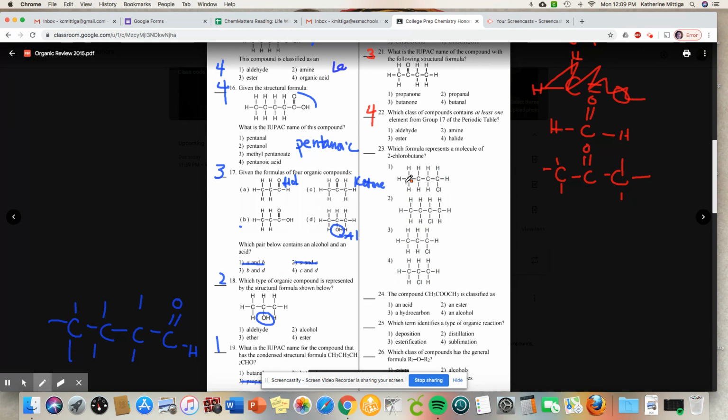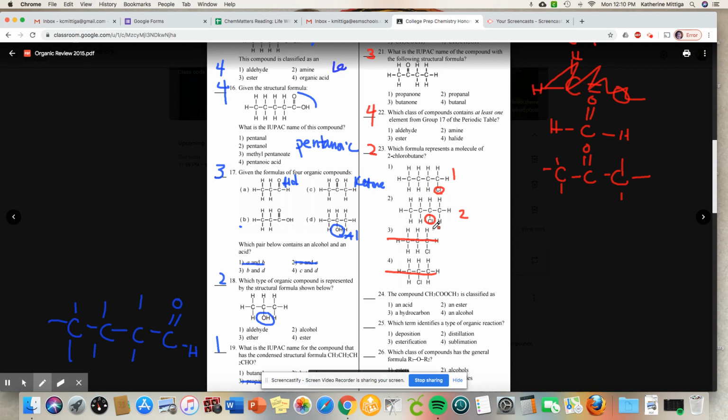Which formula represents 2-chlorobutane? Meth, eth, prop, bute. So we need 4 carbons. So these guys are gone. So what's the only difference between these two? The only difference is where the chlorine is located. On this one, it's located on the first carbon. And be careful, it's not the fourth carbon. This is on the first, because you can number them from left to right or from right to left. So this would be the first carbon, whereas this would be the second carbon, and that's what we're looking for. So if you're ever confused, just number them right to left.